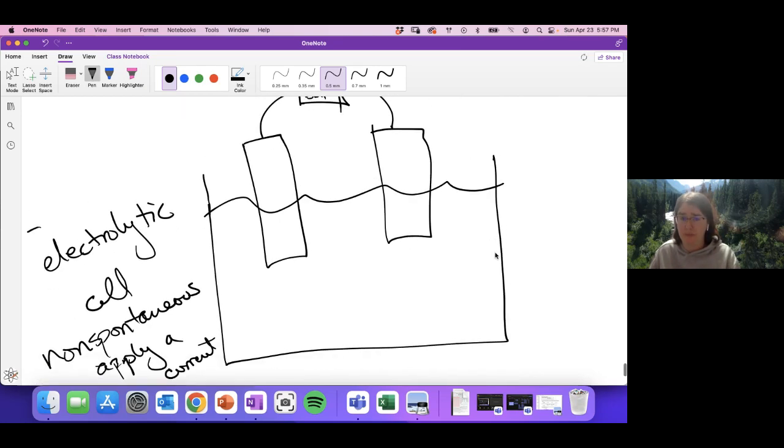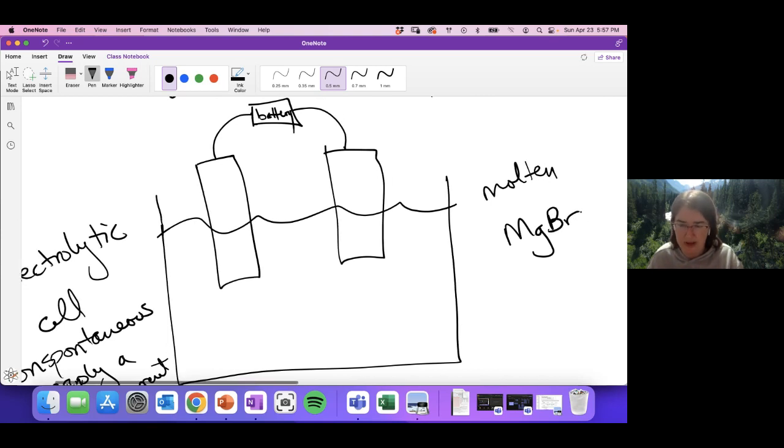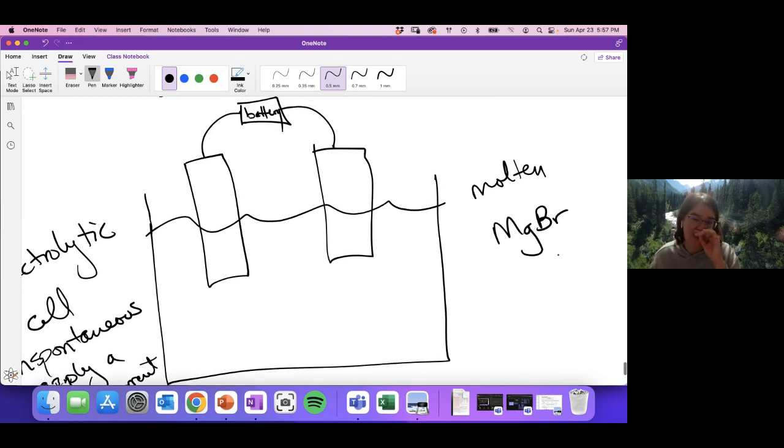And for this exam, we're only going to do molten electrolytic cells for exam 4. We'll do aqueous ones for the final. Now, I got 3 minutes. I can totally do that. I already wrote this one out too. So this is going to be molten magnesium bromide. That's what I wrote out already. Because I'm given magnesium bromide, that means I know I can split my magnesium bromide.